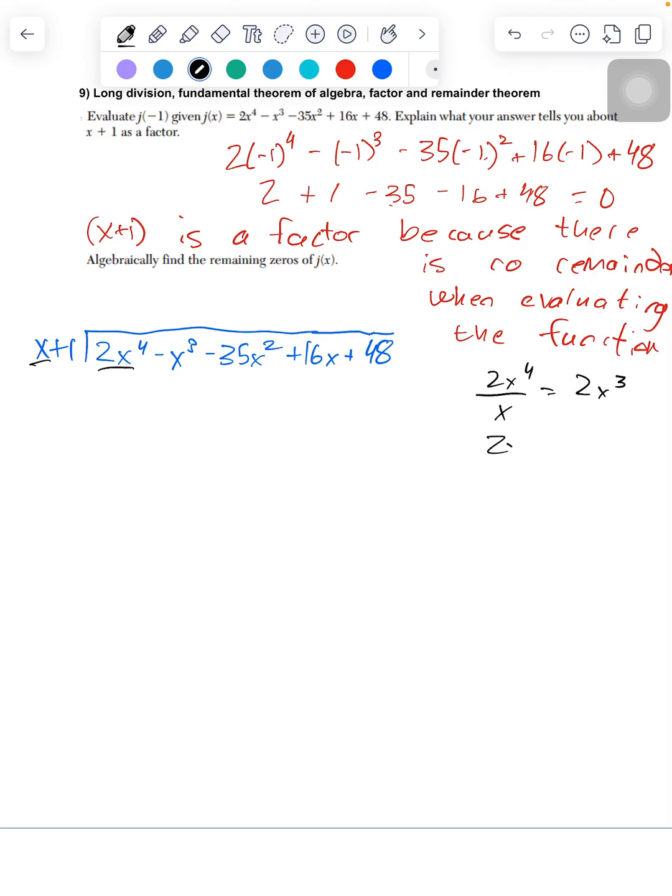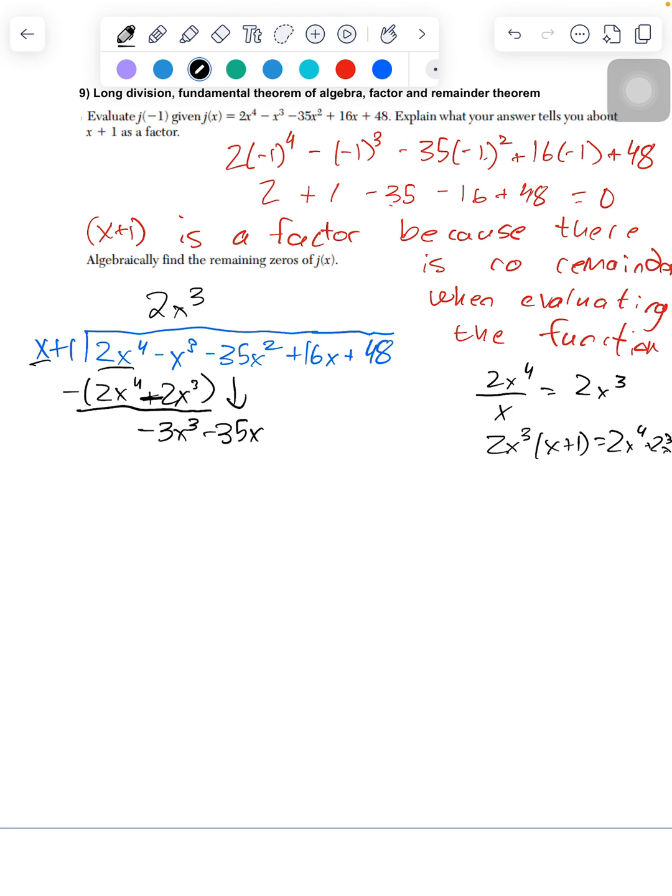Multiply my divisor by that, 2x cubed times x plus 1 equals 2x to the 4th plus 2x cubed. All right, so I'm going to subtract that whole thing. 2x to the 4th plus 2x cubed. I'm going to subtract this whole thing. This cancels out. Write my quotient, 2x cubed. Minus positive is just negative, so minus x cubed minus 2x cubed is going to get minus 3x cubed. Bring down my minus 35x.